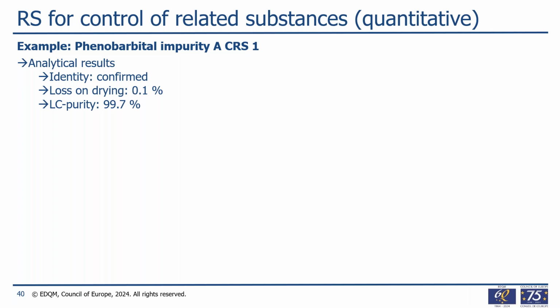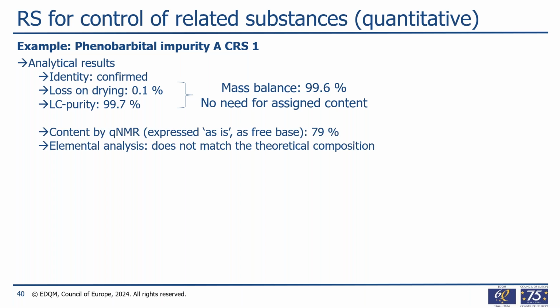An example of such an establishment is the phenobarbital impurity A CRS. So the first part of the analytical results came in. The identity was confirmed. The loss on drying result was 0.1%, and the LC purity was 99.7%. So the mass balance, you would imagine, is 99.6%, and there is no need for an assigned content.